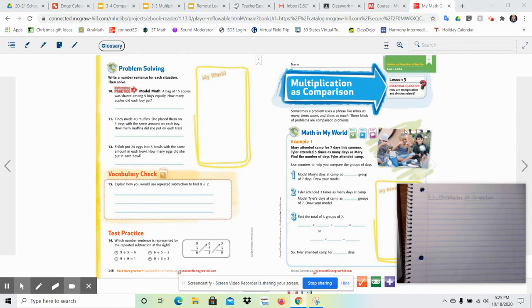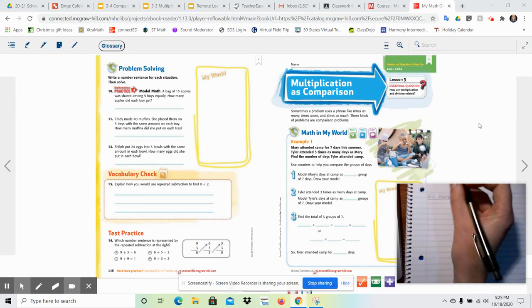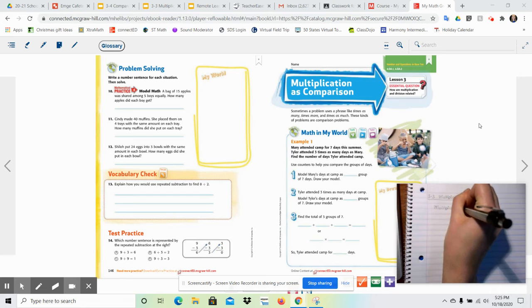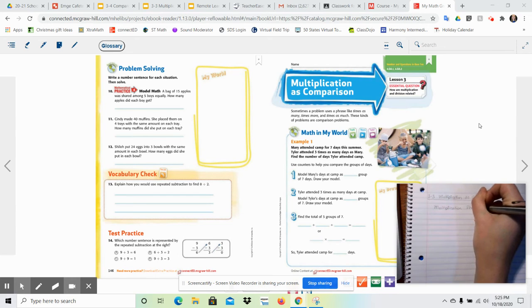So the first thing we're going to write down is some things up here. We're given some phrases that mean that we're going to multiply. So let's write multiplication phrases. So these are things that we'll find in our word problems and in our story problems that mean we should multiply. So what are those things?